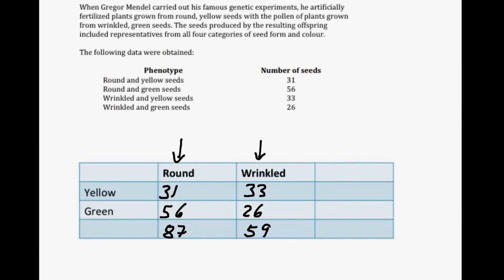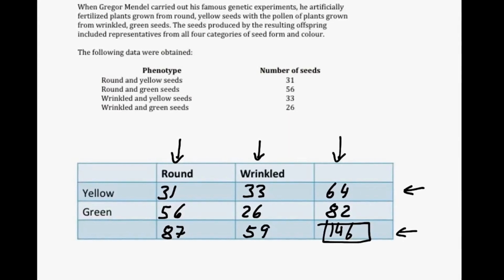And we can do the row total margins. That gives us 64, and here we would get 82 seeds. Now we can try to do this calculation here. So here we get 146. And if we do that here, we have 87 and 59. That also gives us 146. So that very clearly shows us that we haven't made any mistakes, and it all tallies up quite nicely.